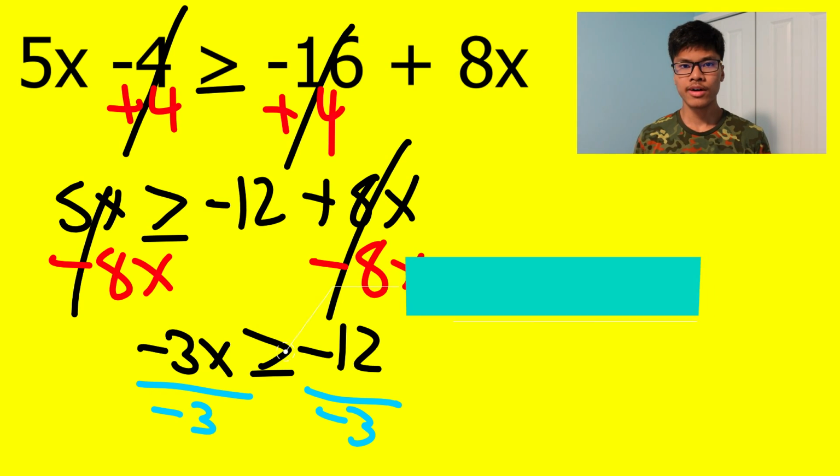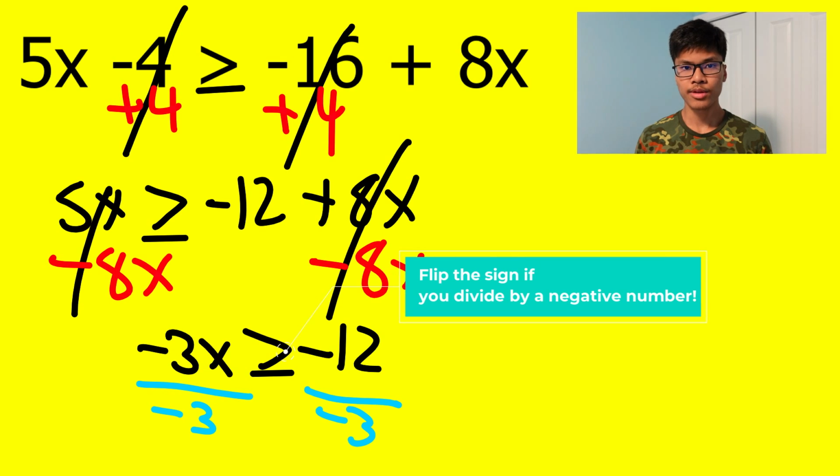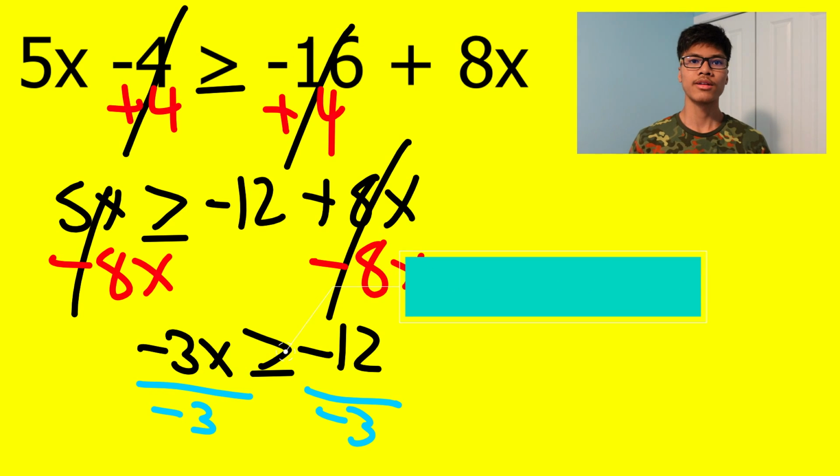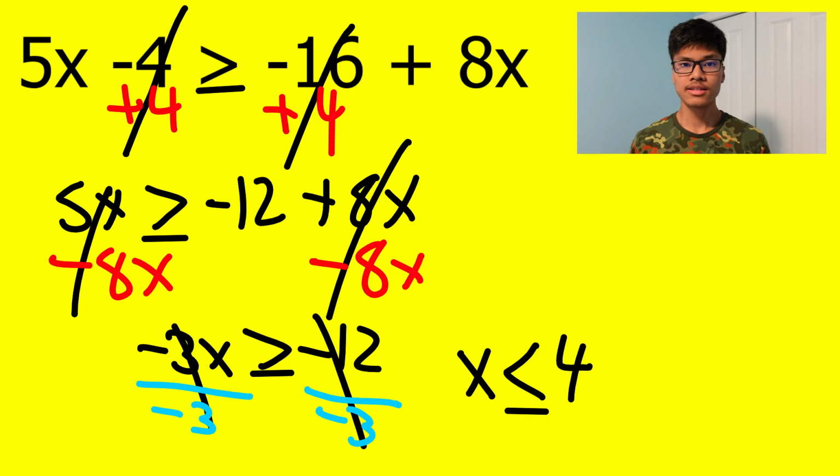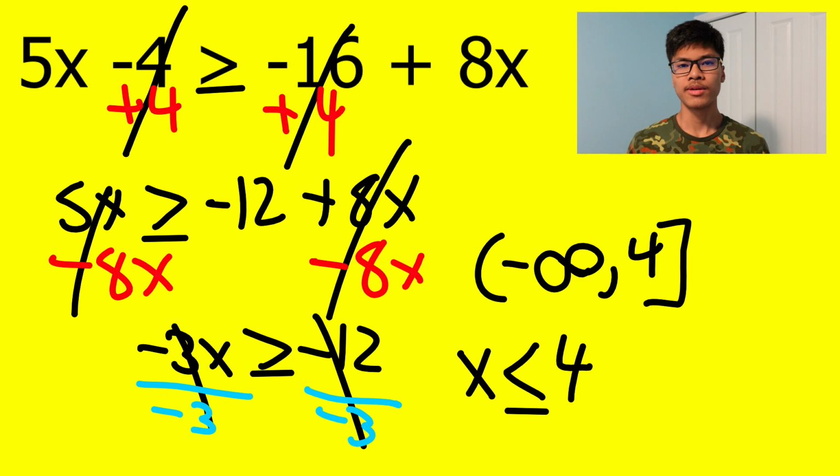Now, when we divide both sides by a negative number, we have to switch the sign. So the greater than or equal to sign becomes less than or equal to. So our final answer would be x is less than or equal to 4. And if we put that into interval notation, it would be parenthesis negative infinity, comma, 4, and close bracket.